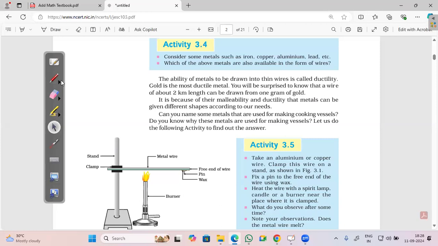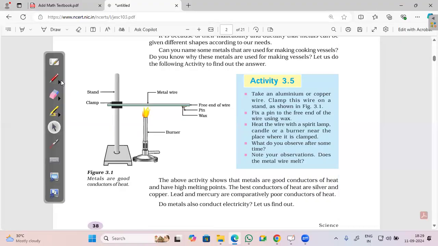Then we use metals to make electric wires. The reason is that they are ductile and they are good conductors of electricity. So these are the physical properties. Metals are generally hard at room temperature. Now we'll see some of the exceptions. We have seen that metals have luster. Is there any metal which doesn't have luster? Is there any exception to this property?